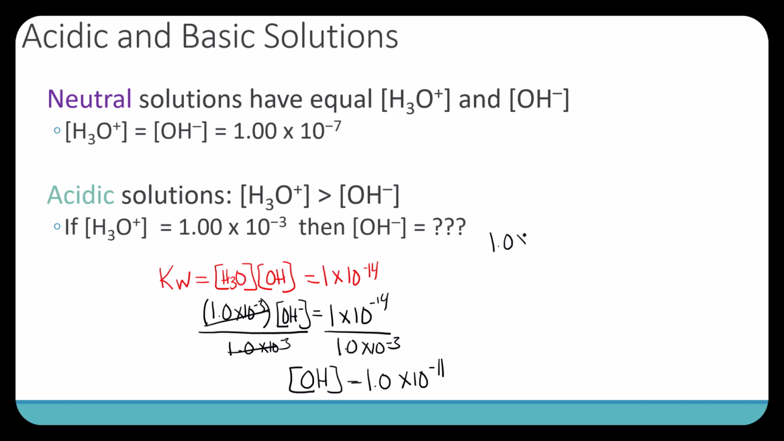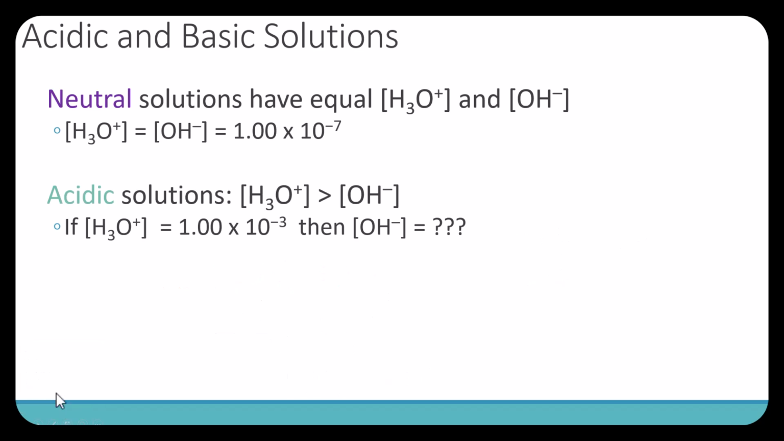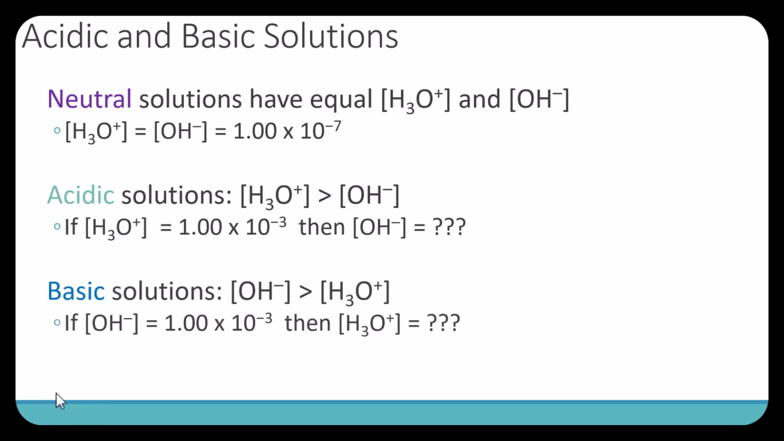So 1.0 times 10 to the negative third is a bigger value than 1.0 times 10 to the negative 11th. So that tells me that this is acidic. We have more hydronium than hydroxide. How do we define a basic solution? So a basic solution is going to be where the hydroxide concentration is bigger than the hydronium concentration. So again, we could go through the same math, solve for the hydronium concentration using the dissociation constant of water, and then we could decide which one's bigger and which one's smaller.